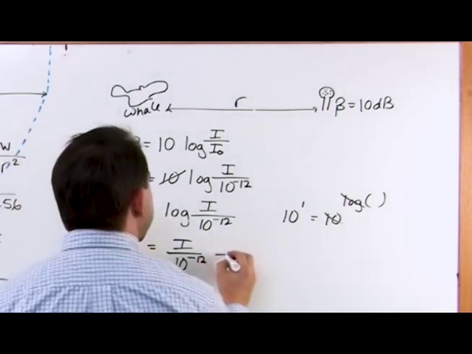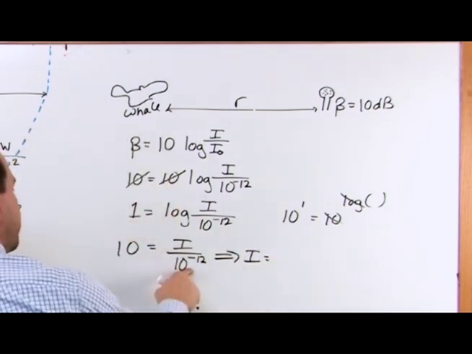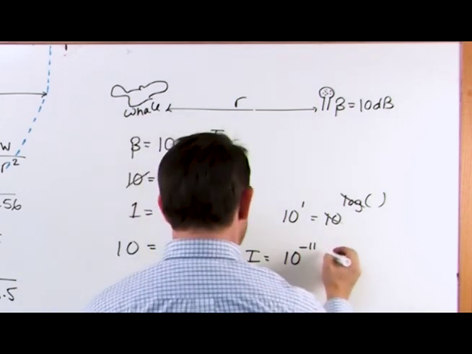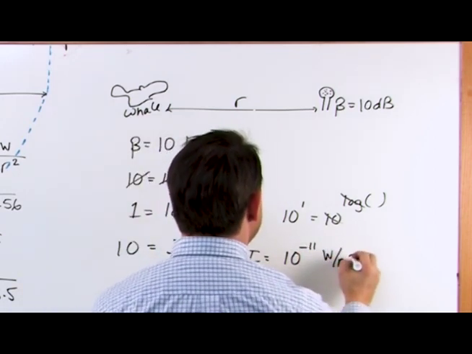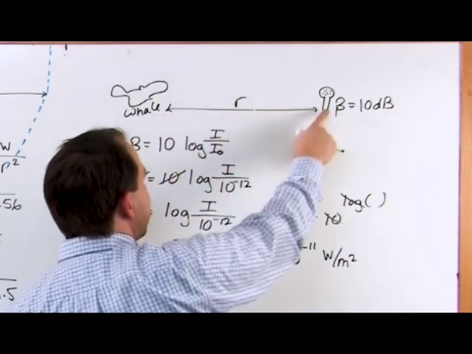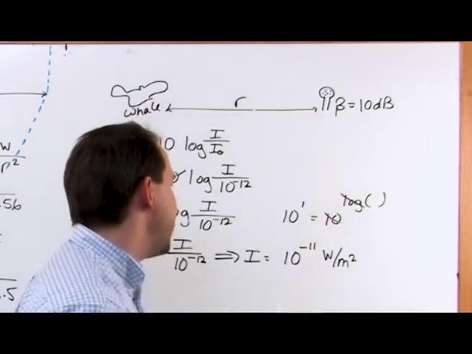The intensity I'm going to get here is going to be 10 multiplied by this number here, which is going to be 10 to the minus 11 watts per meter squared. This is the intensity of the sound that this whale has emitted at the microphone. But that's not what I was trying to calculate. I'm trying to figure out how far away I can be.